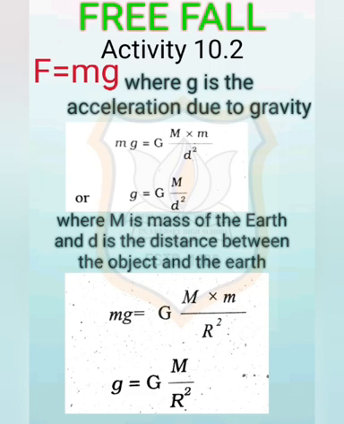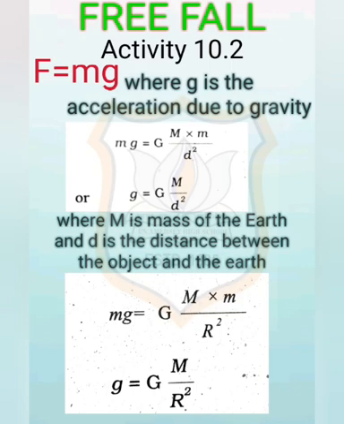Now free fall. To understand this concept, let us have an activity 10.2. Take a stone, throw it upwards. It reaches a certain height and then it starts falling down. Why? Let us discuss this in depth. We have learned that the earth attracts objects towards it. This is due to the gravitational force. Whenever objects fall towards the earth under this force alone, we say that the objects are in free fall.